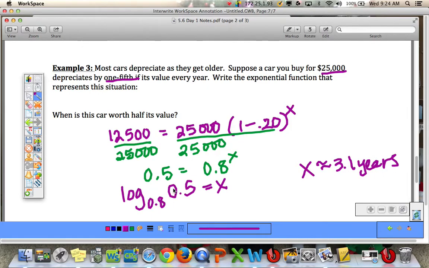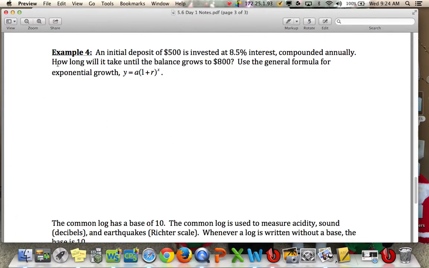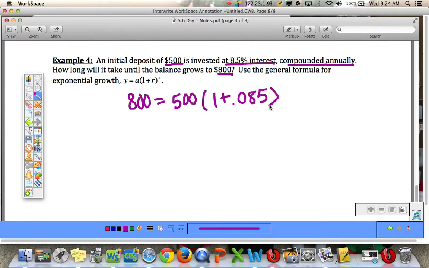Again, if you're trying to type this in your phone, you'd probably want to do log of 0.5 divided by log of 0.8. But in the Inspire, it's pretty easy just to type it in. Okay, two more examples. An initial deposit of $500 is invested at 8.5% interest compounded annually. That means once per year. How long will it take until the balance grows to 800? Use this formula. So we have 800 equals 500 times 1 plus 0.085. That's 8.5% as a decimal. And x is time. Let's use a logarithm to solve.